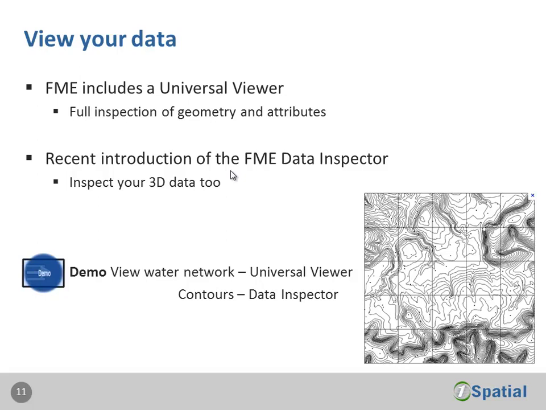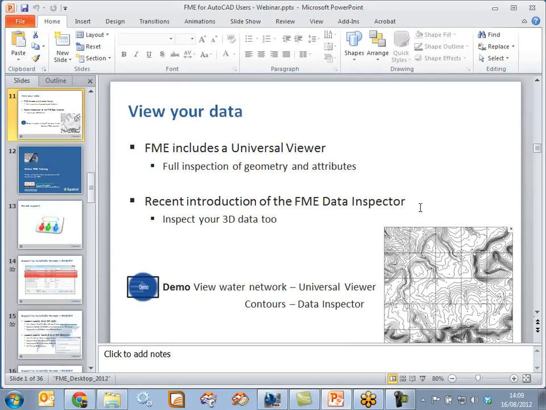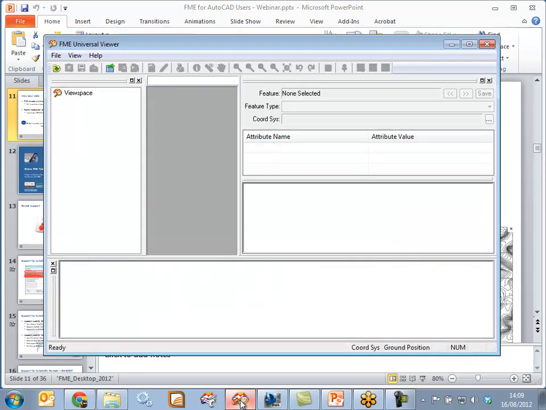For a couple of years now, there's also been another tool available. It's called the Data Inspector. This ultimately will replace the Universal Viewer, and the Data Inspector allows you to inspect 3D data. So if you want to work with data in the third dimension and view it, then you can use the Data Inspector, and I'll show you how those tools both work now. So let's go and have a look at the Universal Viewer and the Data Inspector.